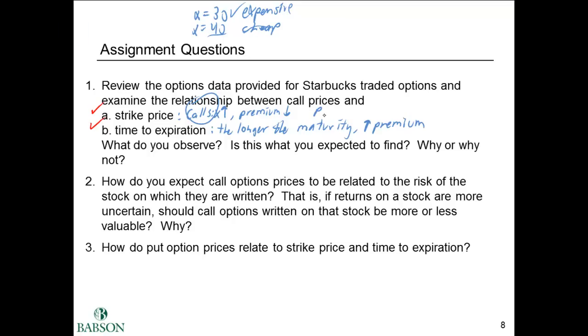How about for the put option? For the puts, it's the opposite. So remember, the put option is the right to sell something. Well, would you rather sell something at $40 or $30? I'd rather be able to sell something for $40. So that's going to be more expensive relative to the $30 strike price put. So for these, the higher the strike price, the higher the premium.